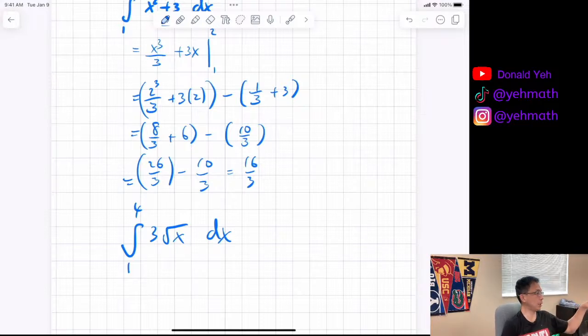Because you got f of b and you got f of a, they subtract each other. If you have plus c on both, the c is going to cancel out.